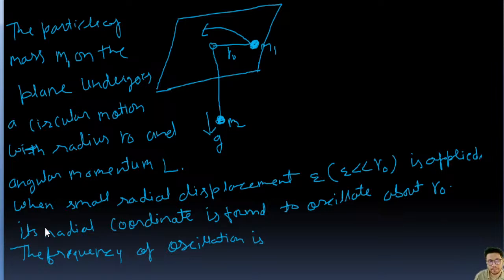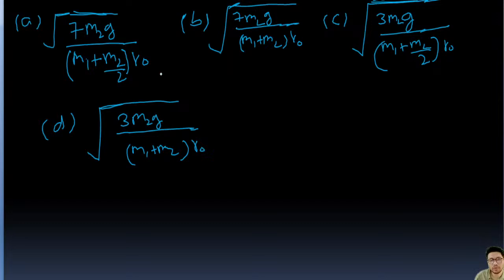its radial coordinate is found to oscillate about r naught. So the frequency of oscillation we have to find, and these are the options given. I'm going to solve it now on the next page.